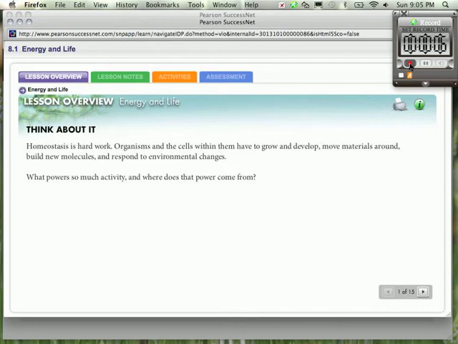Homeostasis is hard work. Organisms and the cells within them have to grow and develop, move materials around, build new molecules, and respond to environmental changes. What powers so much activity, and where does the power come from?